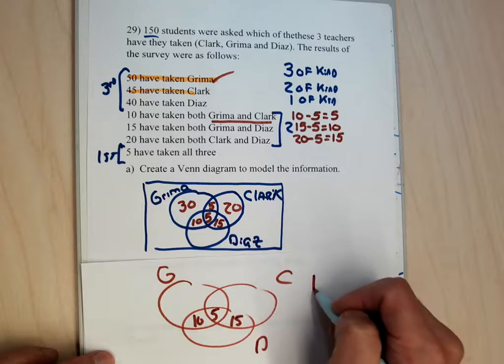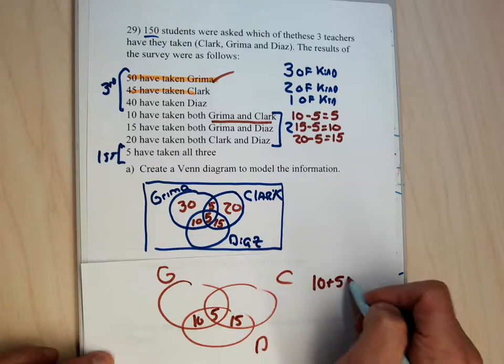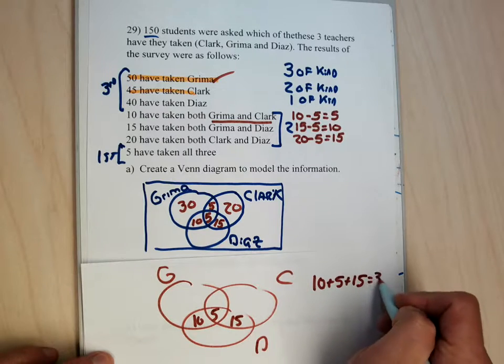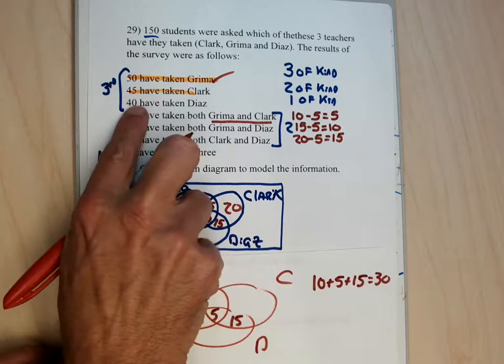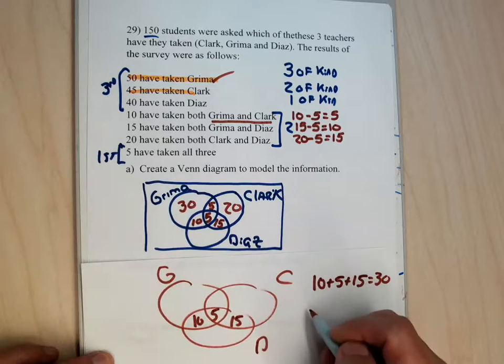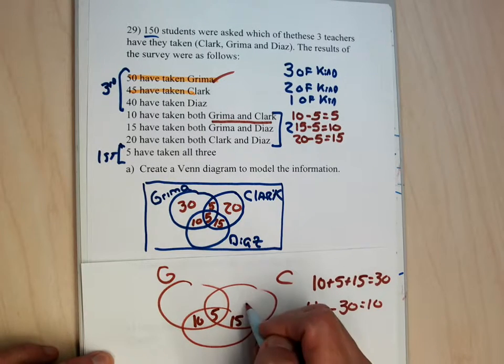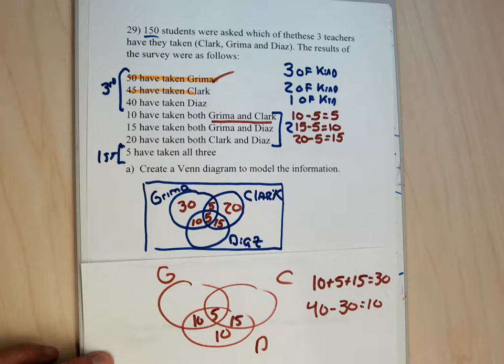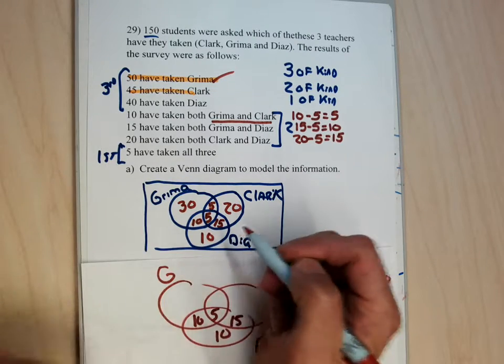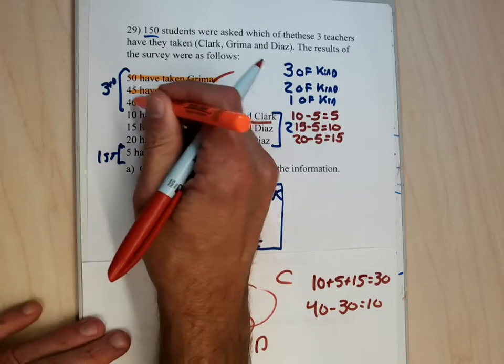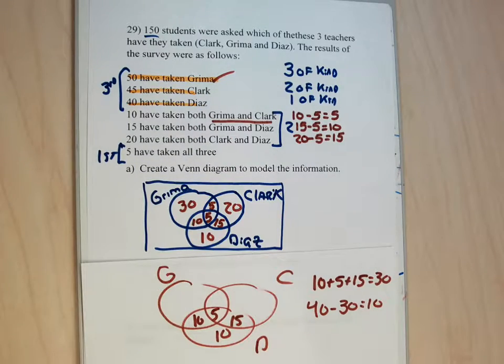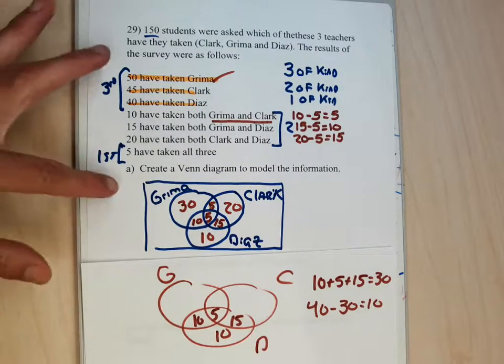I'm going to add up that 10 plus 5 plus 15. That adds up to 30. I'm going to take the single Diaz number, that 40, subtract that 30, and get 10. That's the rest of the Diaz circle. So down here in the Diaz circle, I'm going to pick up a 10. Got that placed. So I've dealt with every number in this list.